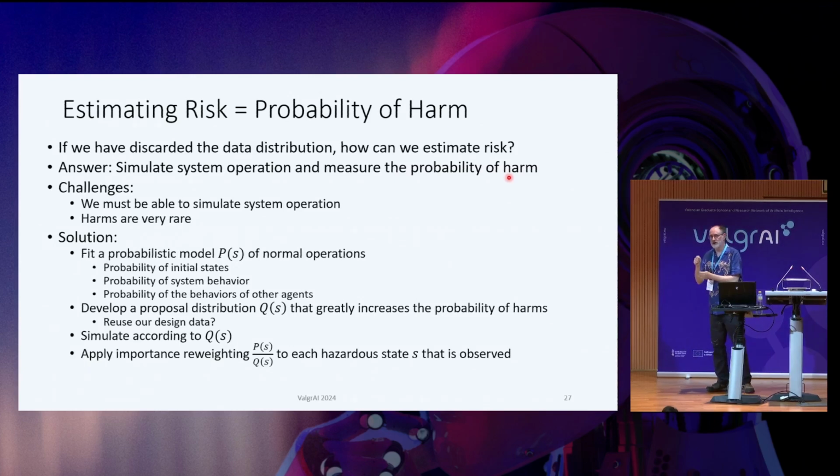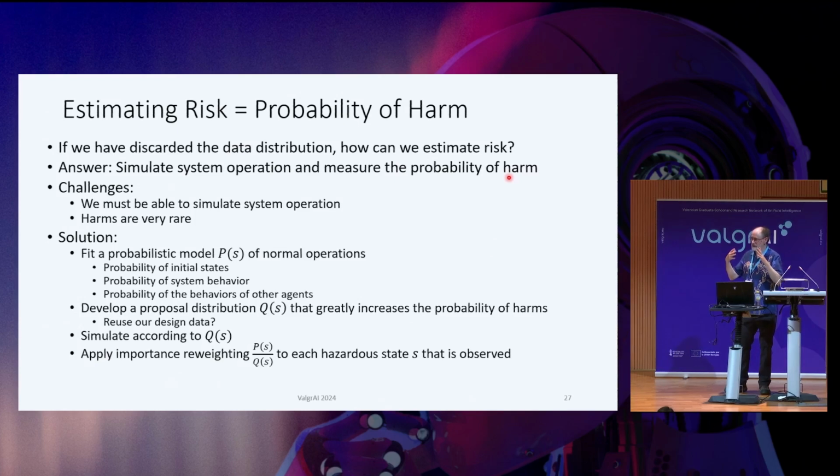Okay, the last thing I want to talk about in terms of traditional approaches to safety engineering is estimating the risk, that is the probability of harm under normal operating conditions. We don't have any natural data distribution. We've deliberately generated training examples for all these accidents and collisions that we want to avoid. So we need to be able to simulate the system under its ordinary operating probability distribution and try to estimate the probability of harm. The solution is to fit a probabilistic model of what we think will happen under normal operations.